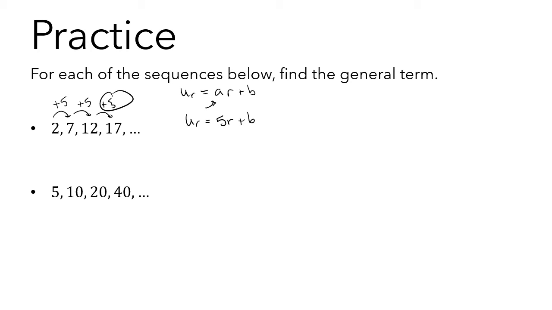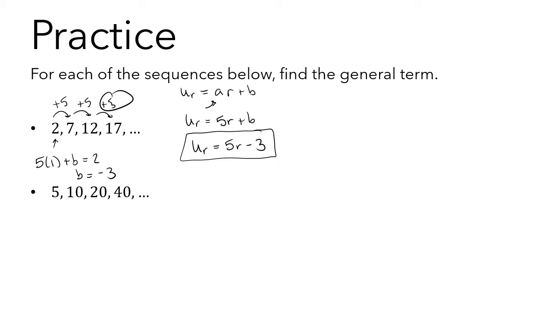Now to figure out b, we notice that the first term is 2. So if I do 5 times 1, because that would be the first term, plus b, it has to equal 2. Well, that would mean b is negative 3. And we have our general term. So it's going to be u_r equals 5r minus 3.